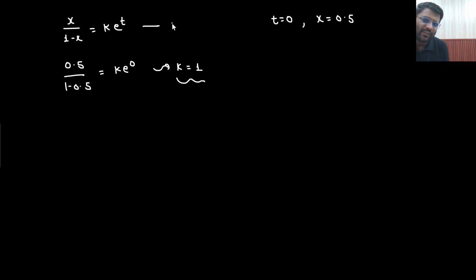So this was the actual equation that we got. But from the given condition, when t is 0, x is 0.5, so I got that the value of k has to be 1 only. So if the value of k is 1, then this is the equation that we are getting.